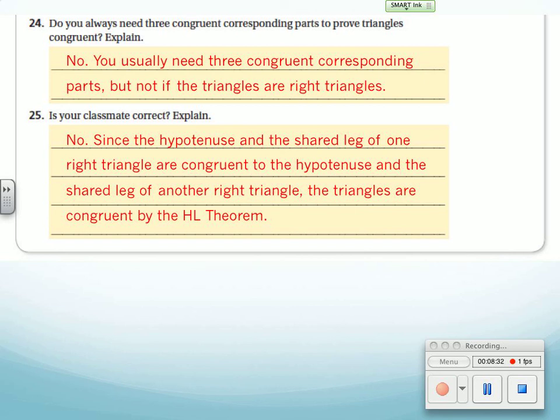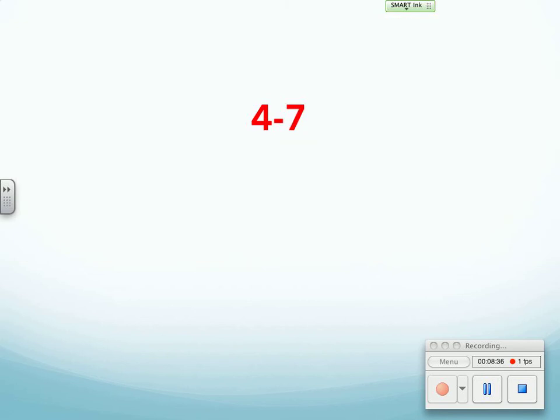Quickly go through the review here to give you the correct answers. Make sure you have them right. Circle the common side of triangle ABC and ADC. The common side would be AC. Circle the common side of XWZ and YWZ. The common side would be WZ. And circle the common side of RST and RPT. The common side would be RT.